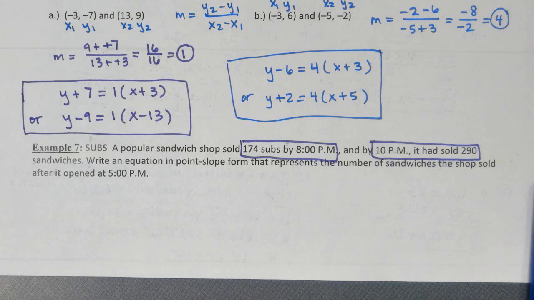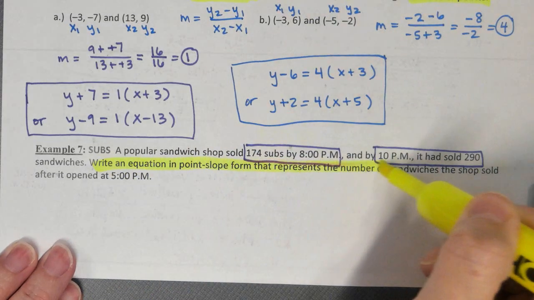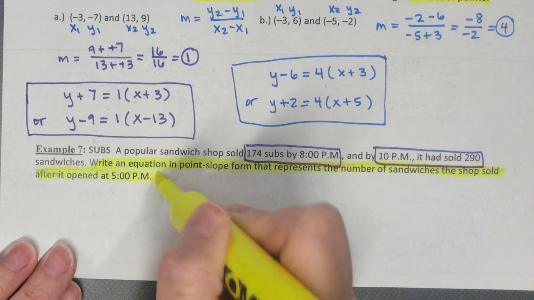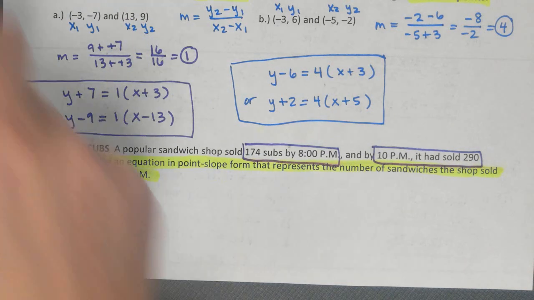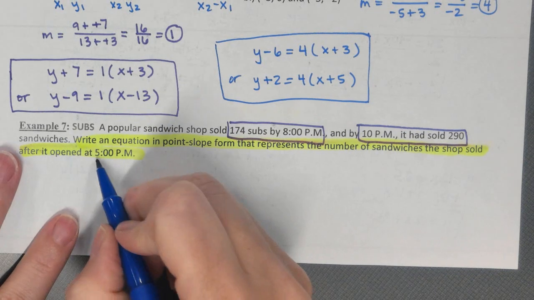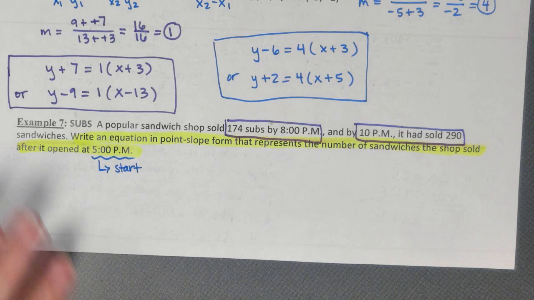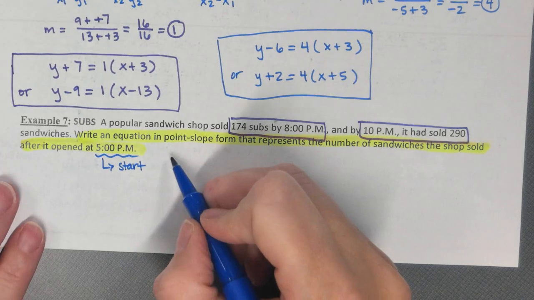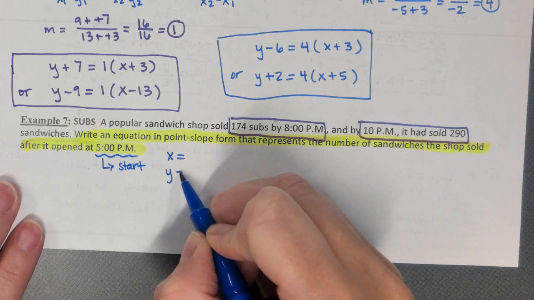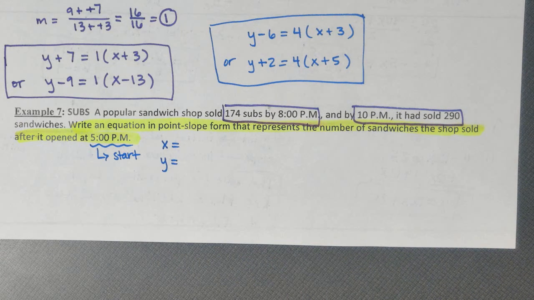Write an equation in point slope form that represents the number of sandwiches the shop sold after it opened at 5 p.m. Okay, so the 5 p.m. is important because this is going to be the start, right? At 5 p.m. So let's think about what our x represents and what our y represents, and then we can turn these into points. Okay, so the x, what's that going to represent?